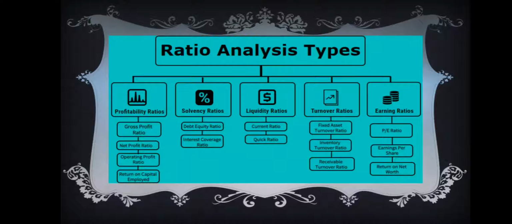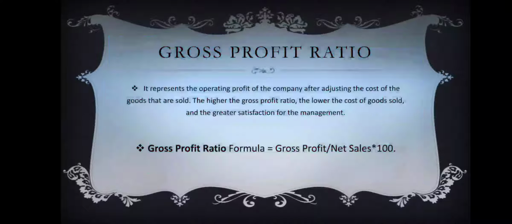It is of various types based on the profitability ratio, solvency ratio, liquidity, turnover, and earnings ratios. The first one is the gross profit ratio, which represents the operating profit of the company after adjusting the cost of the goods that are sold. The higher the GP ratio, the lower the cost of goods sold and the greater the satisfaction for the management. The formula for GP ratio is equal to gross profit divided by net sales into 100.